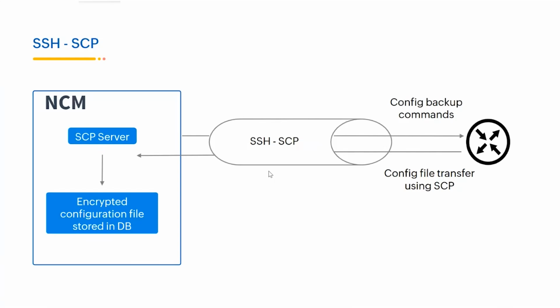So next is the SCP server configuration backup. So similar to the TFTP method, Network Configuration Manager sends an SNMP request to the device for a configuration backup. The device transfers the configuration file using TFTP. The file is received by the TFTP server and stored in the Network Configuration Manager's database.